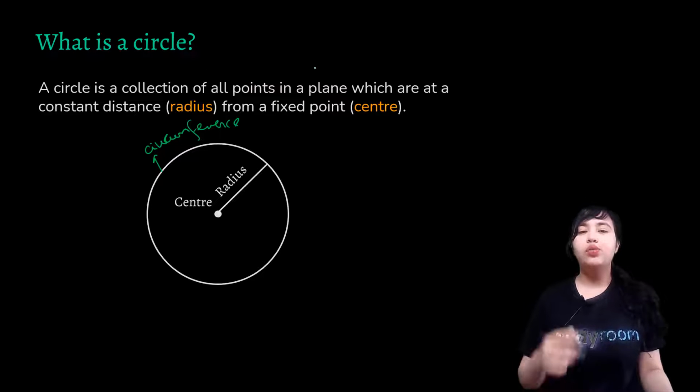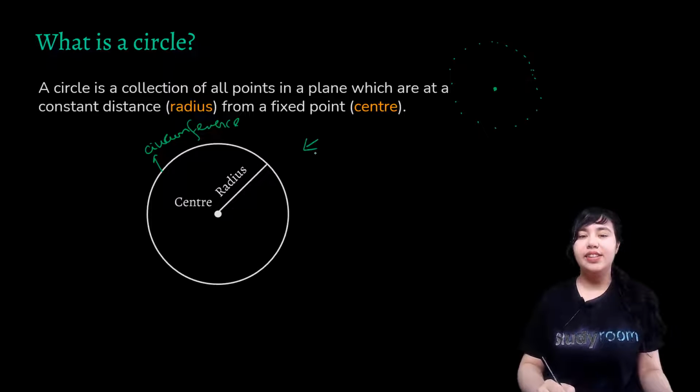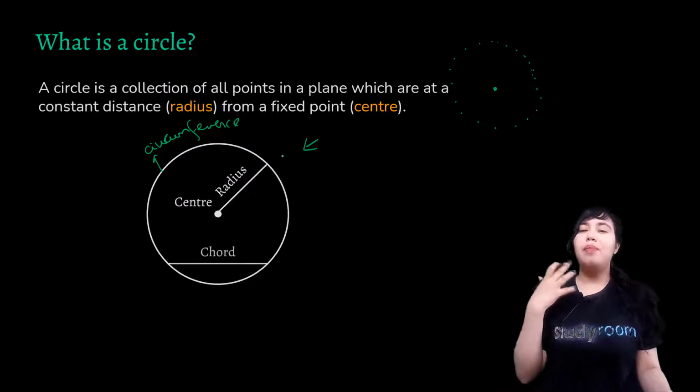Whenever we talk about the trajectory of a point which is at a constant distance from another point, we refer to it as a circle. This is my fixed point, and from here you move the same distance every time in different directions. When you join all such points, what you get is a circle. So these are the parts of a circle.